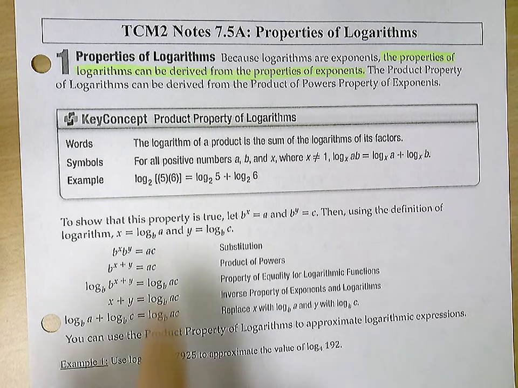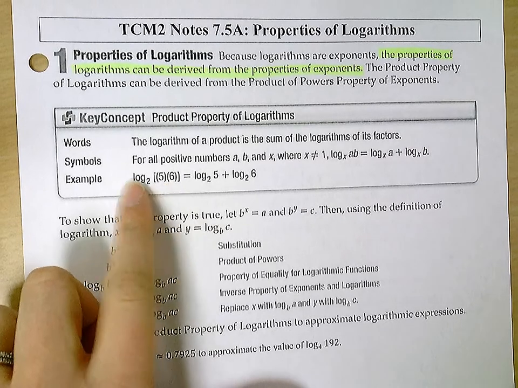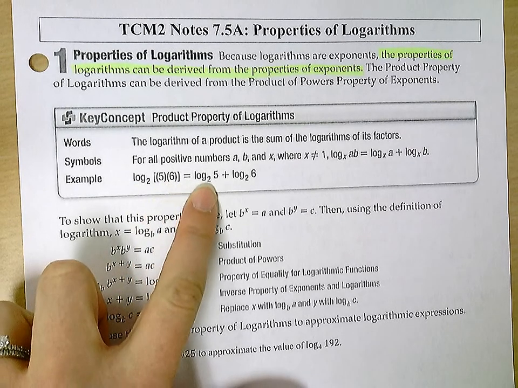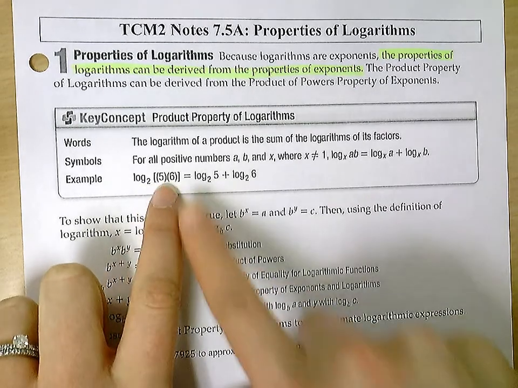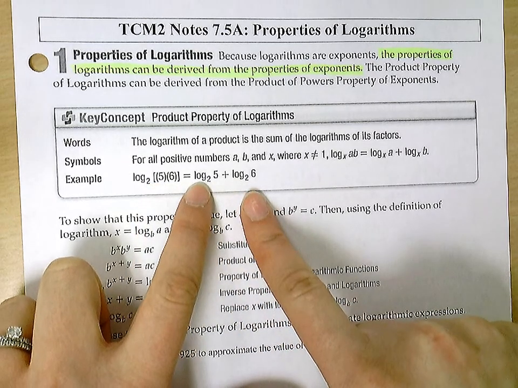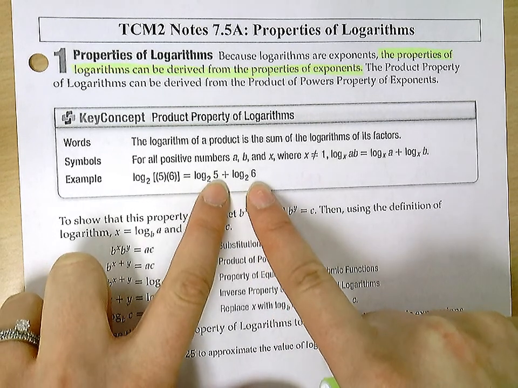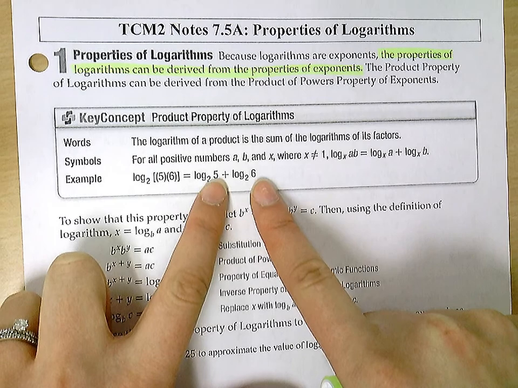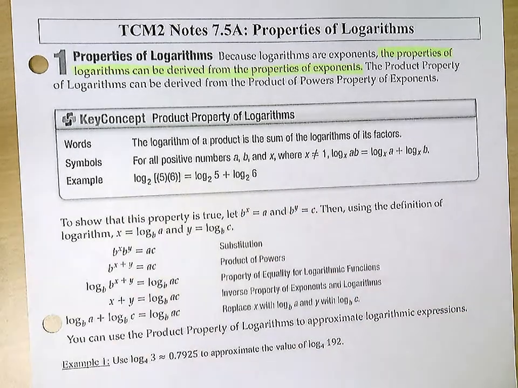So if I have log base 2 of 5 times 6, so I have these two numbers within these brackets, I can split that into log base 2 of 5 plus log base 2 of 6. If they're multiplied together here, I can split that into addition and vice versa. If I have an addition of logarithms with the same base, I can multiply those two numbers together to get log base 2 of 30. Below there is just the proof of why this works.